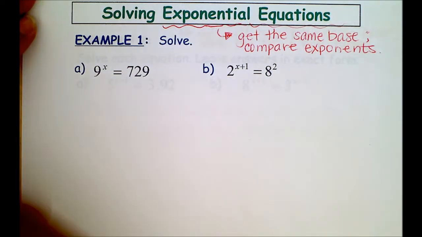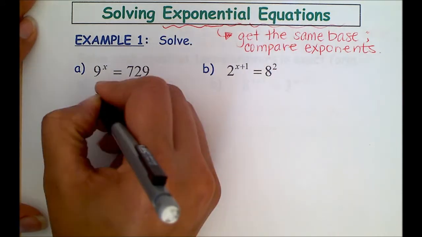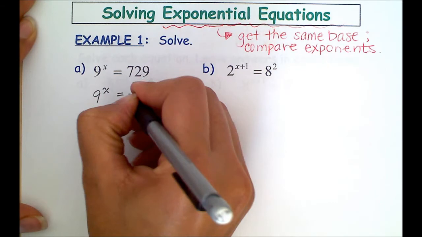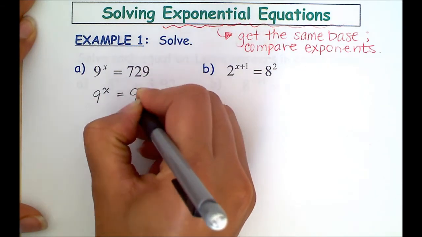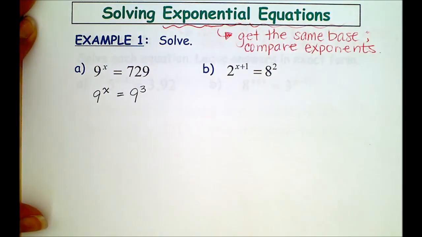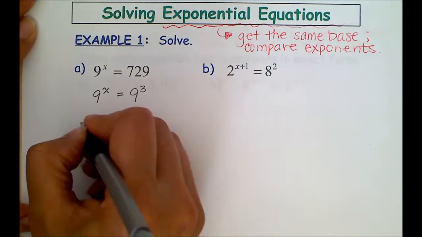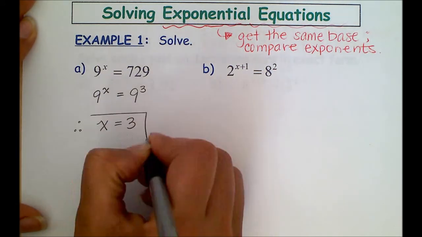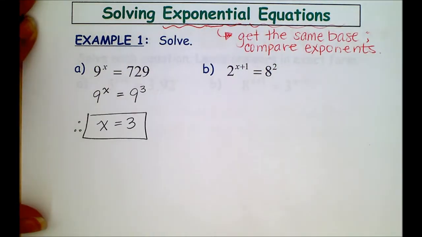So I know that 729 is the same thing as 9 to exponent 3. So I can actually write 729 as a power with a base of 9. And so this would be 9 to exponent of 3. And since my bases are the same now, therefore my exponents have to be equal to each other in order for that statement to be true. And so I get x is equal to 3. So that one was relatively easy.